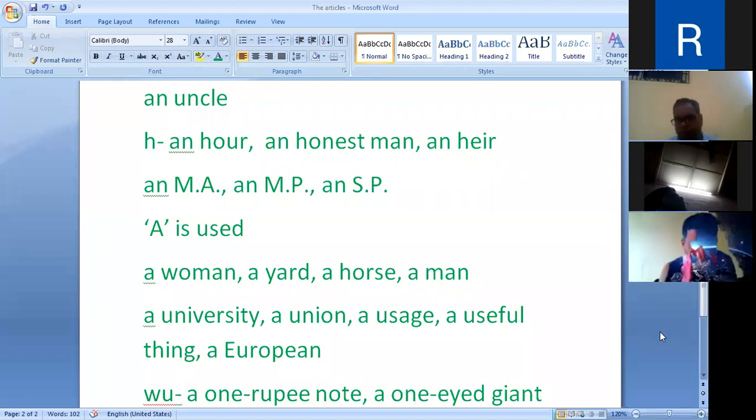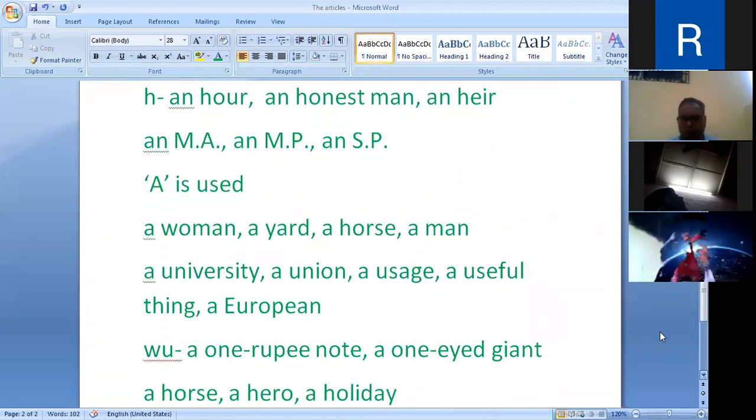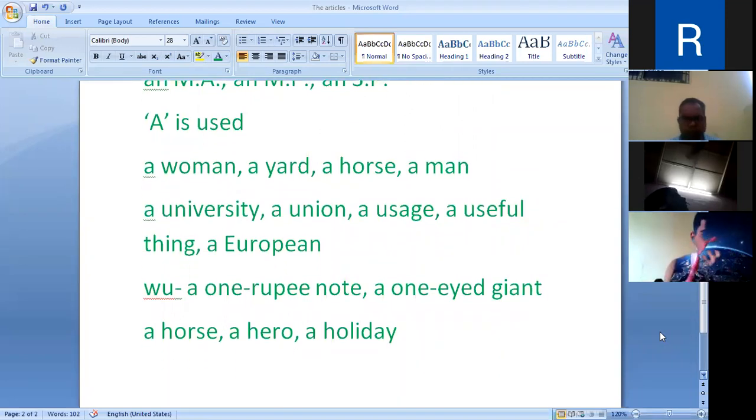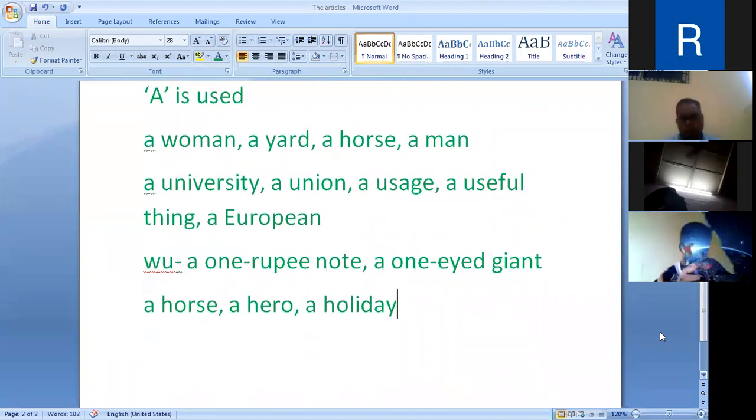But here you will see, though these words begin with H, their sound is like a consonant, and that's why instead of using AN, A is used here. So you have to keep in mind the difference between these words and the earlier words. Then these examples and these examples also.